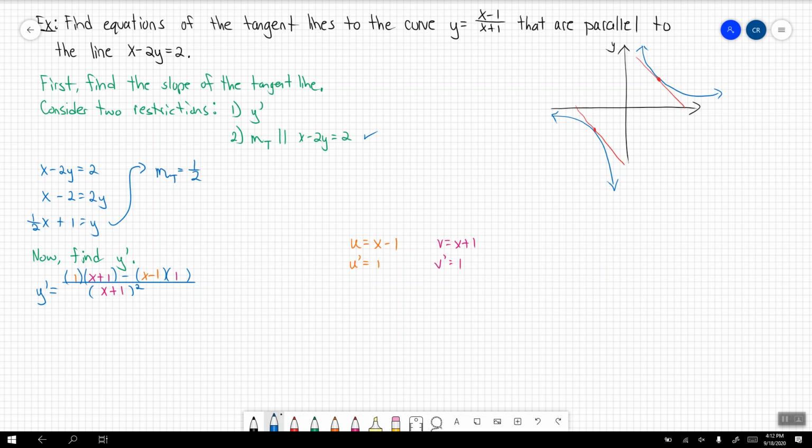All right, let's simplify as much as we can. So y prime, my numerator, I see that my x's are going to cancel, and then we're going to have a 1 on the left and negative times negative 1, so another 1, so that's going to be 2.